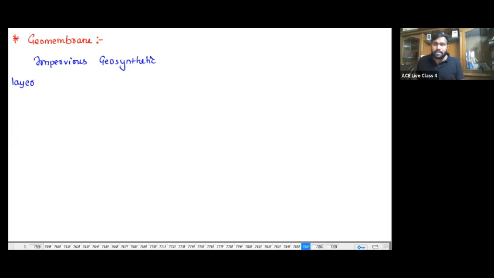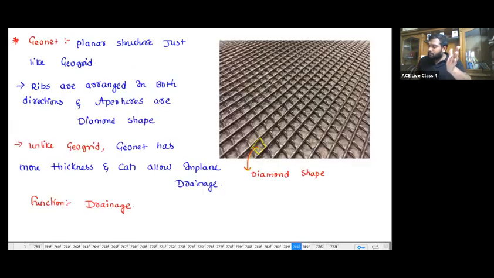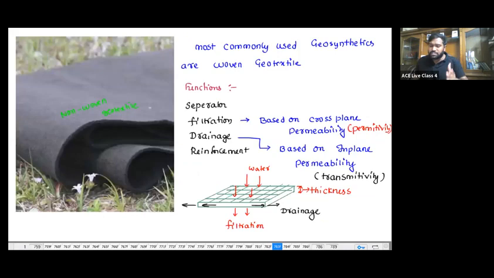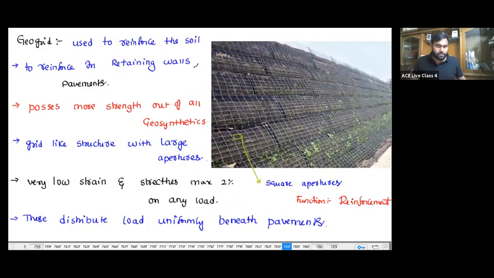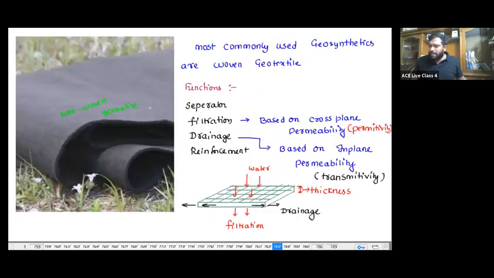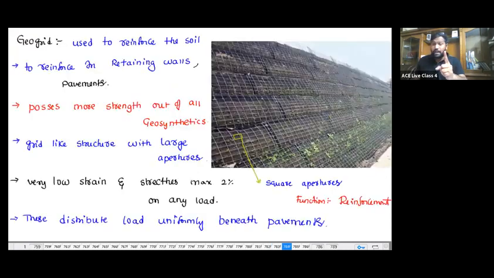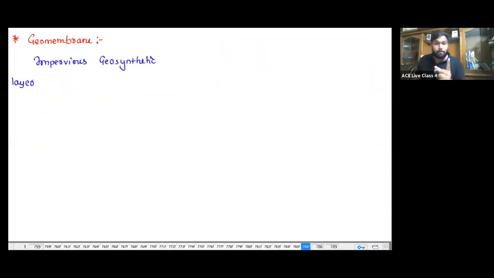For a separator, mainly we go for geotextiles. Now, if my main intention is strength only, I go for the geogrid. If my intention is filtration, drainage, everything, I go for the geotextile. And if my intention is to prevent the mobilization of liquid or gas, then I go for the geomembrane.